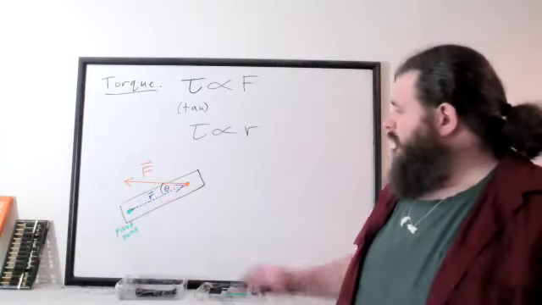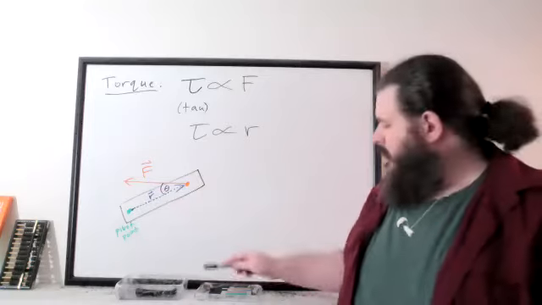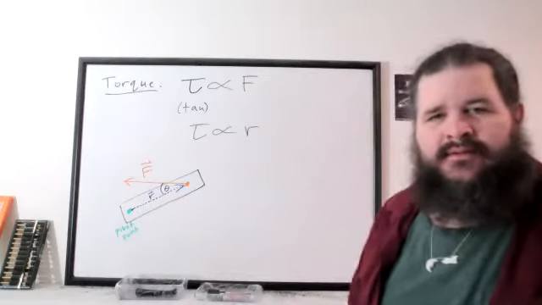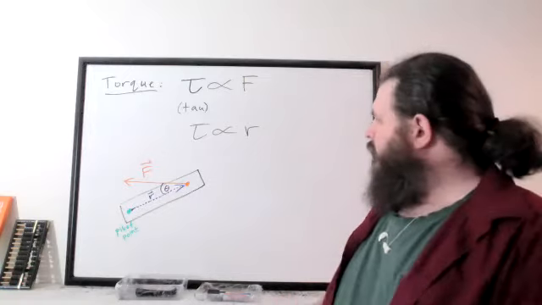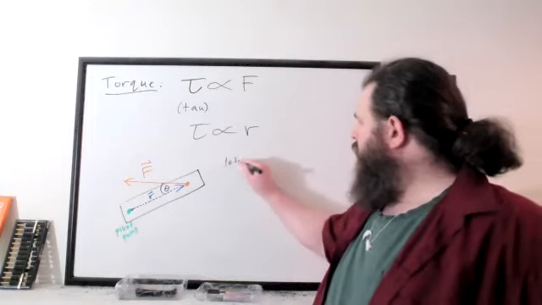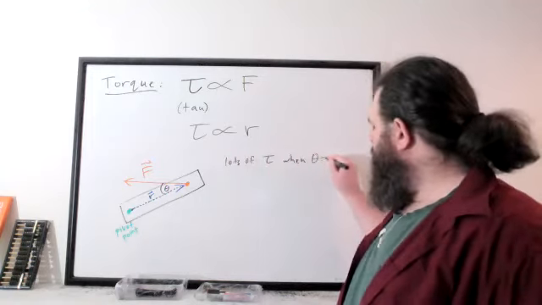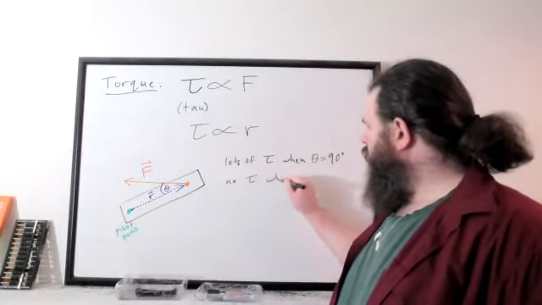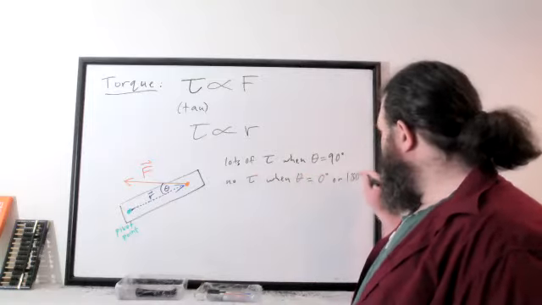So we get the most torque when we have a large radius and a large force being applied. And what angle leads to the most torque? 90 degrees, yeah. So we get lots of torque when theta is 90. We get no torque at all when theta is 0 or 180 degrees.